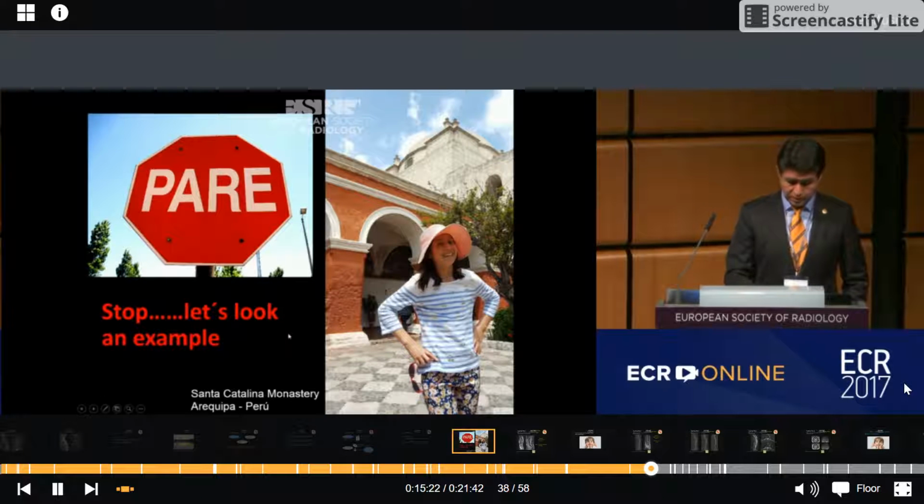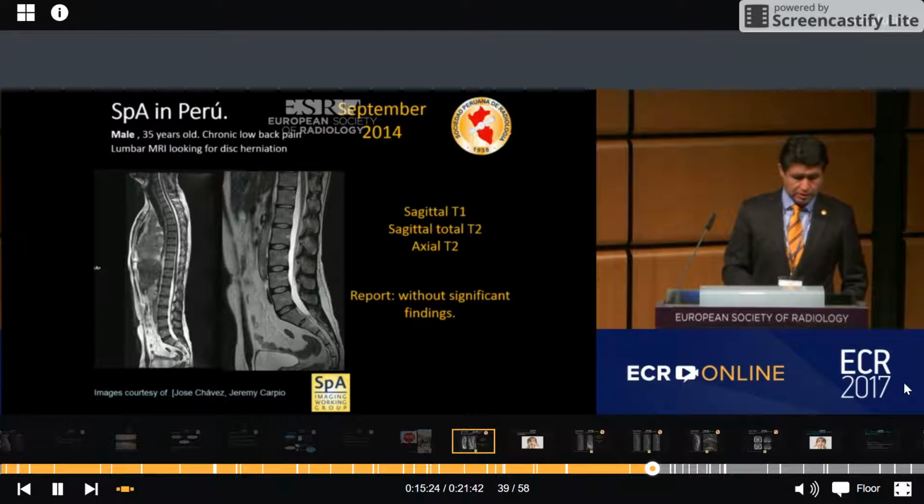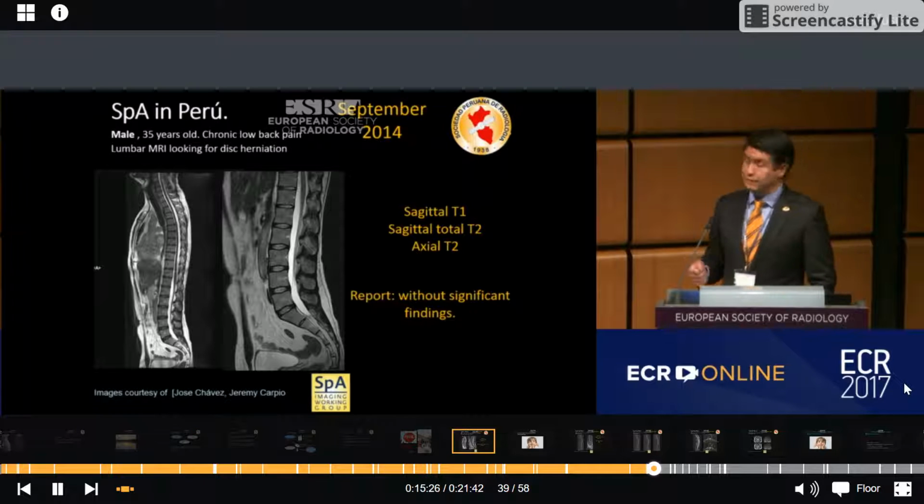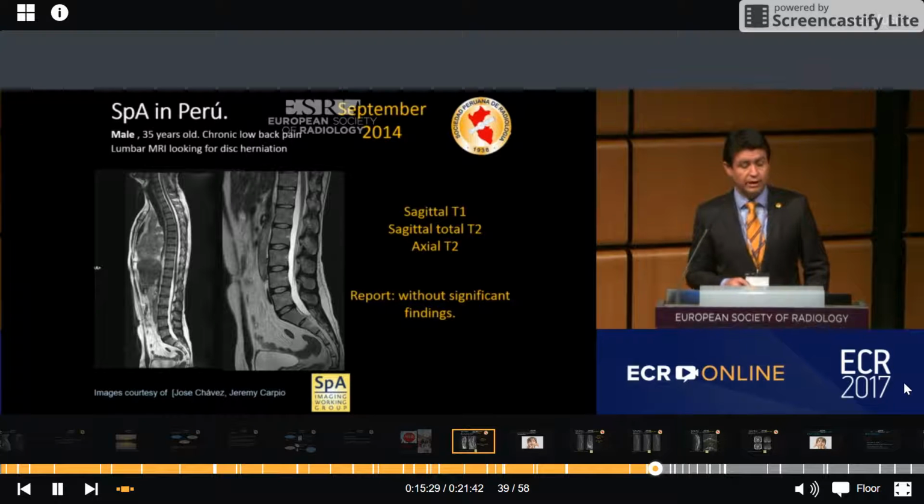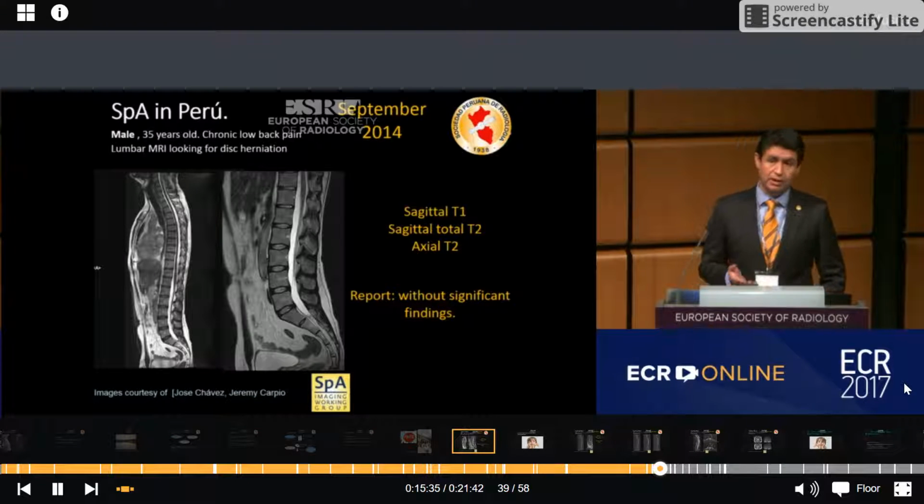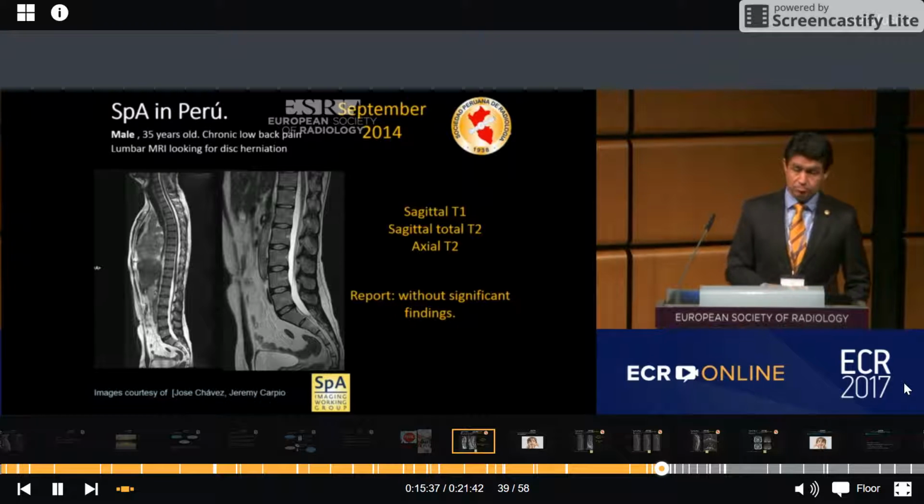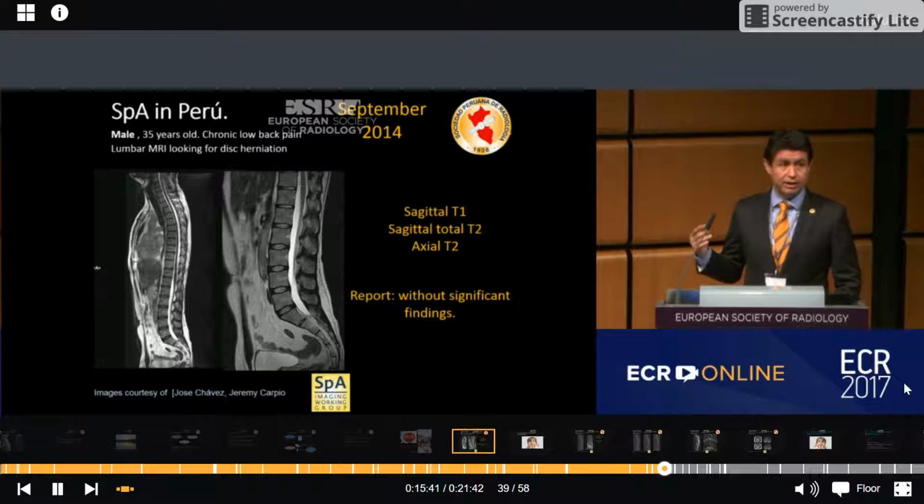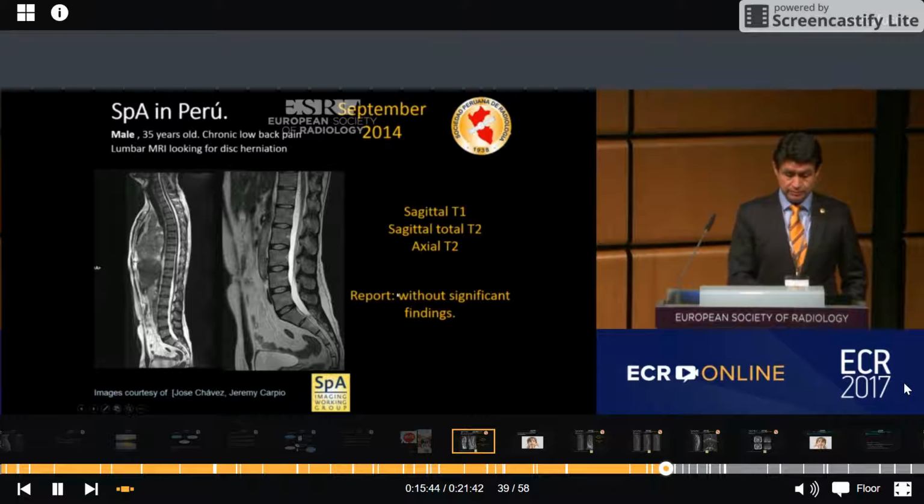Let's look at an example of what I'm talking about. This is a male, 35 years old, with chronic low back pain. He consulted with a non-rheumatologist, who requested an MRI exam. Can you see something? Something abnormal? A report without significant findings.